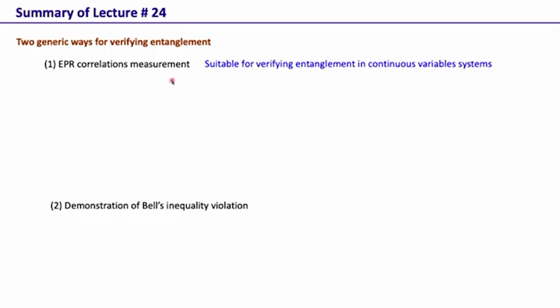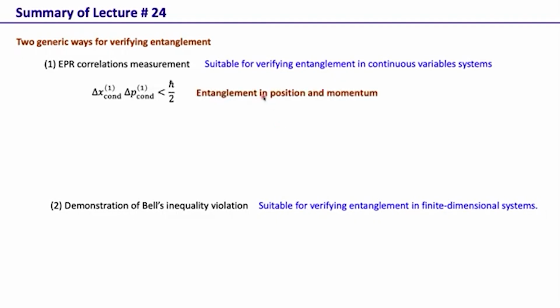EPR correlation measurements, we found, are suitable for verifying entanglement in continuous variable systems, while demonstration of Bell inequality violations is suitable for verifying entanglement in finite dimensional systems. We saw that EPR correlation measurement basically amounts to measuring this relation and demonstrating it experimentally. We presented several experiments in which people had measured this quantity and shown it to be smaller than h bar by 2, and thus verified entanglement.